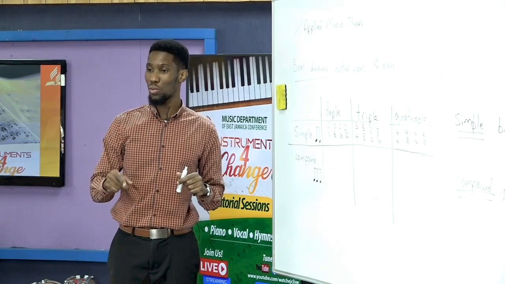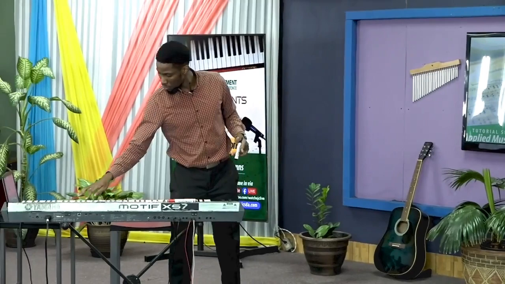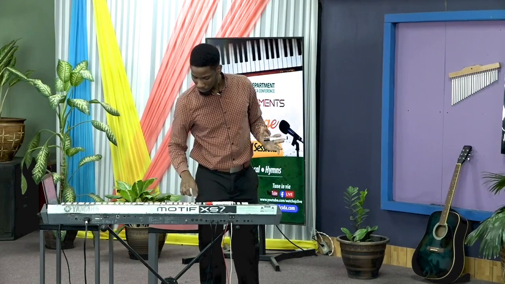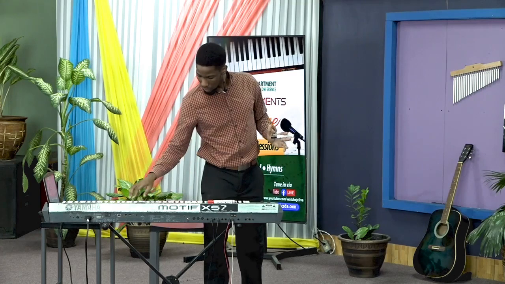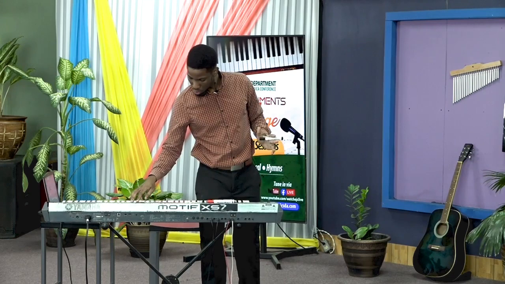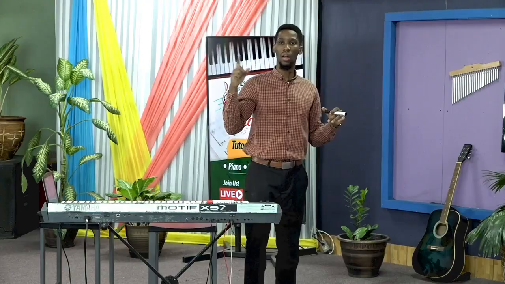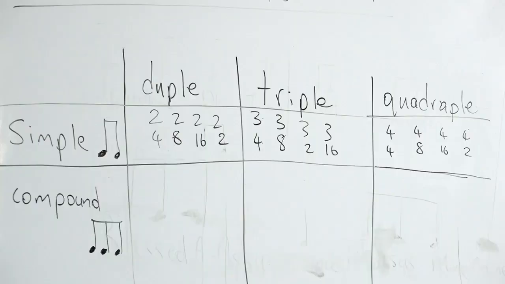Let me use a metronome so you can hear. I want to use the same tempo. No, that is 4. Let me change it from 4 to 2. So the strong beat is that's beat 1. 1, 2, 1 and 2 and 1 and 2 and 1 and 2. And that's how you divide a simple duple meter.